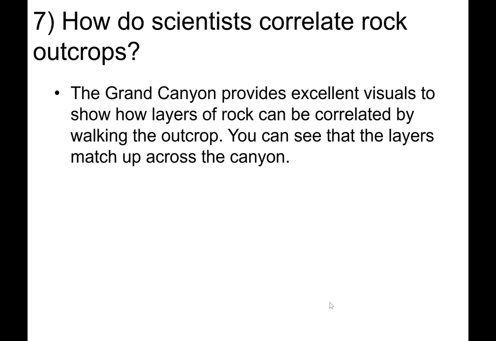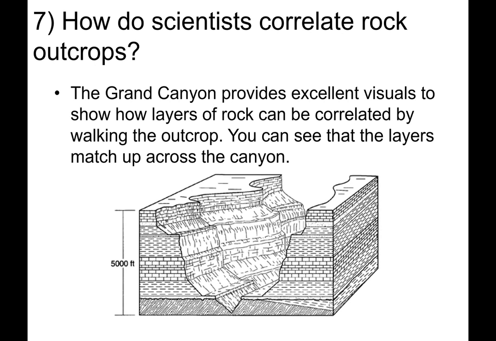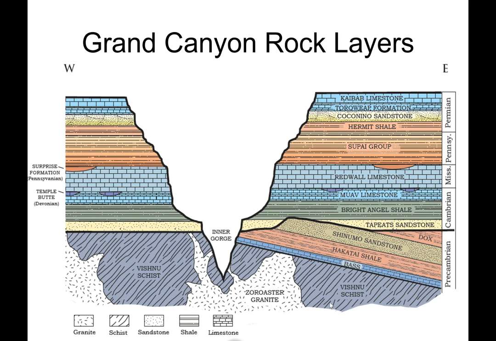So the Grand Canyon provides excellent visuals to show how layers of rock can be correlated by walking the outcrop. You can see that the layers match up across the canyon, as I was referring to before. If we were standing on the left side and looked over to the right side, that would be our visual. We'd be seeing the same rocks that would be below us. And this is actually a very nice descriptive layering of the Grand Canyon by rock layers. And you can see how they're all flat.